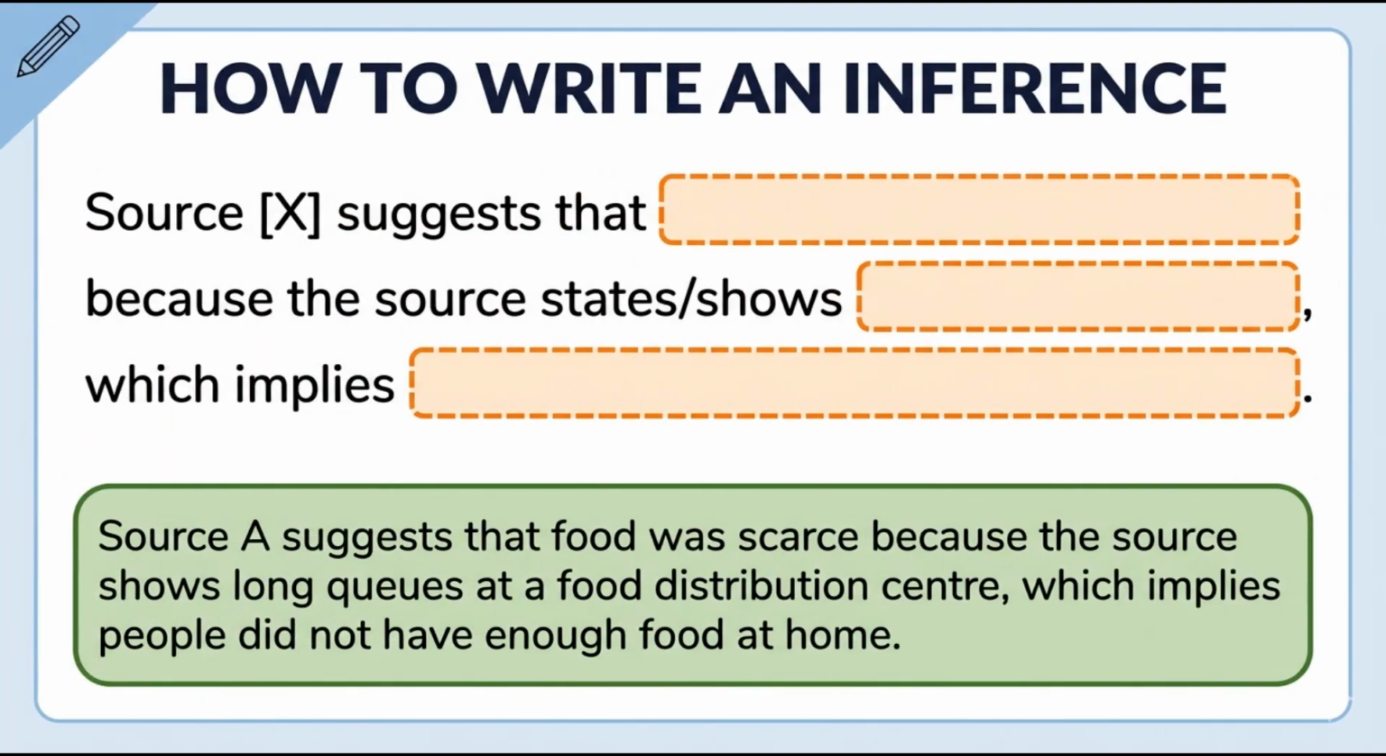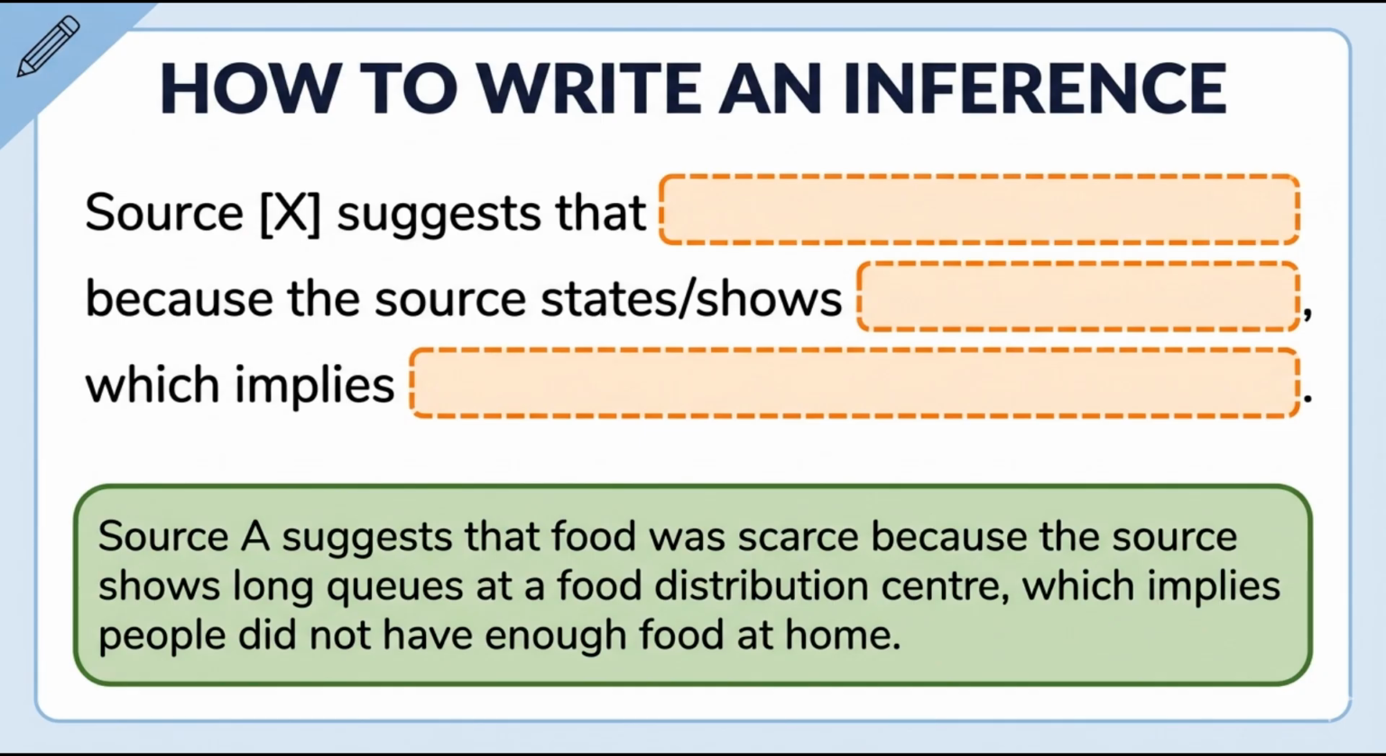Here is a sentence frame that will help you write a strong inference every single time. Say, "Source X suggests that blank, because the source states or shows blank, which implies blank." Let me fill it in with our example. Source A suggests that food was scarce during the Japanese occupation, because the source shows long queues at a food distribution center, which implies that people did not have enough food at home and had to rely on ration supplies.